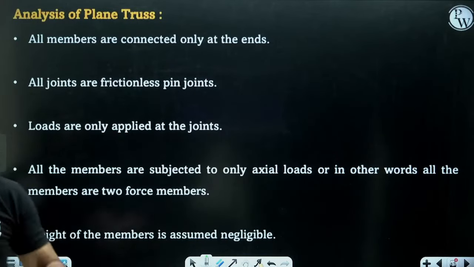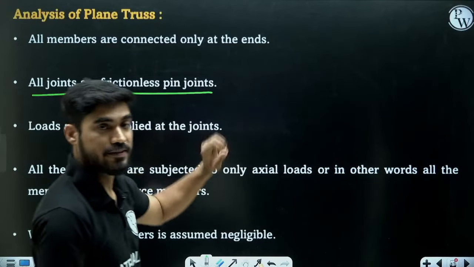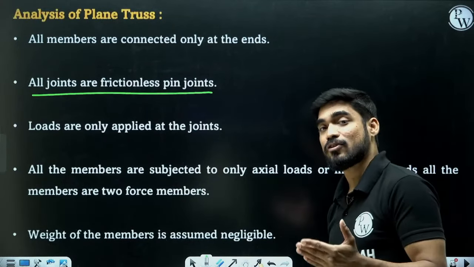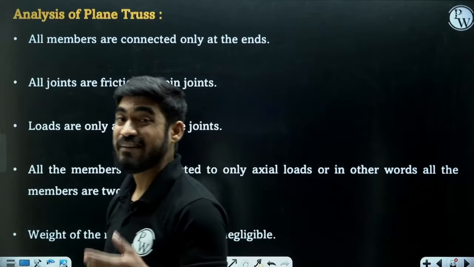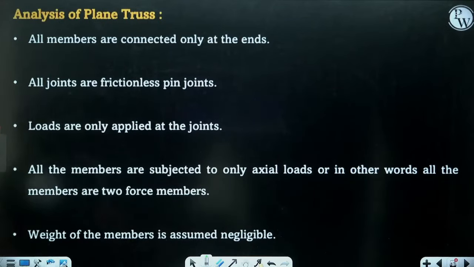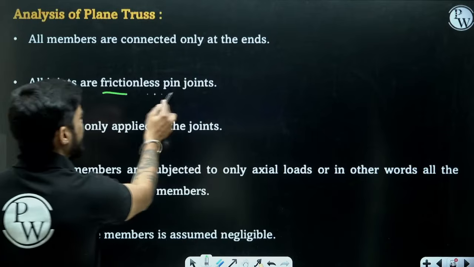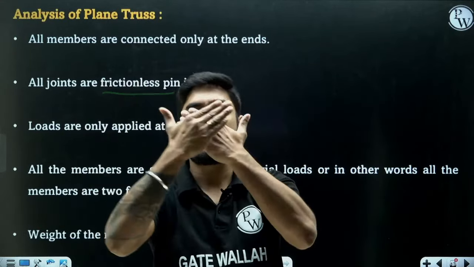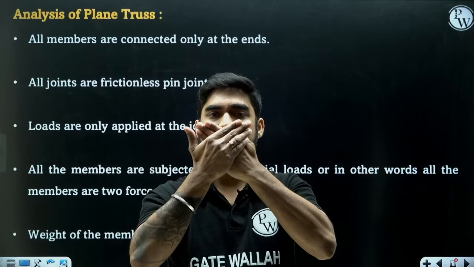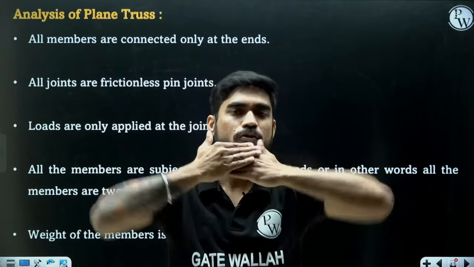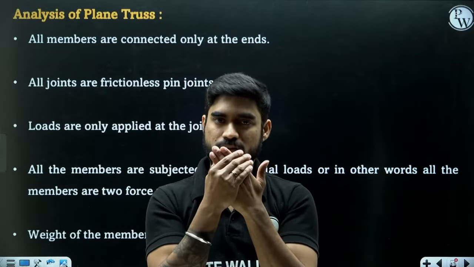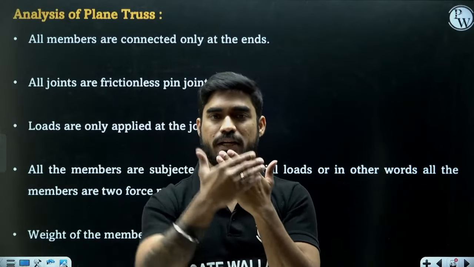Second point, all joints are frictionless pin joints. Now this is an assumption. In some cases the members are not connected by pins, they are connected by weld, but still we are assuming that they are pin joints, that too frictionless pin joints. What do we mean by frictionless pin joint? Understand, if I am connecting these two members using a pin, it means that if I want to rotate them, they will rotate. They are not going to constrain the rotation of the body. So there will be no couple produced here.